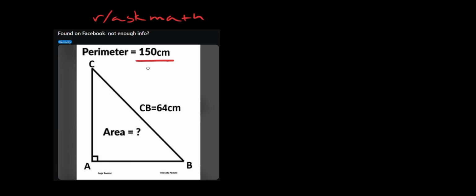So today we're going to be solving a math problem that I found on r/askmath, and it gives us a right triangle and we're supposed to find the area with this given information. So let's look at it. We know this is a right triangle. Let's first mark that before we do anything else, and then let's read it now. We have a perimeter equal to 150 centimeters and the hypotenuse is 64 centimeters, and we're trying to find the area.